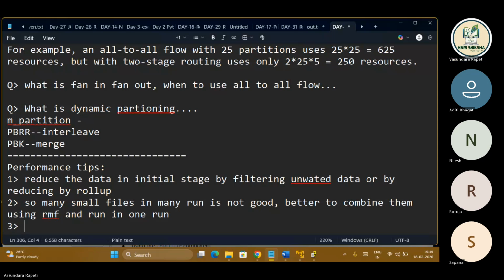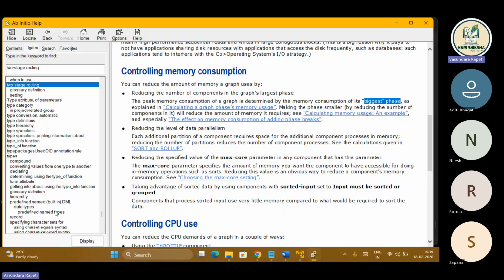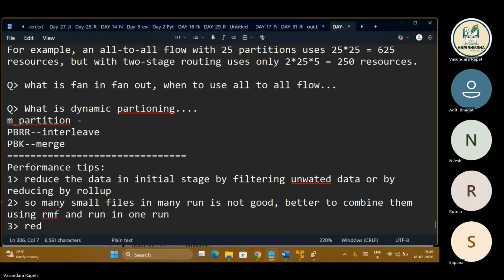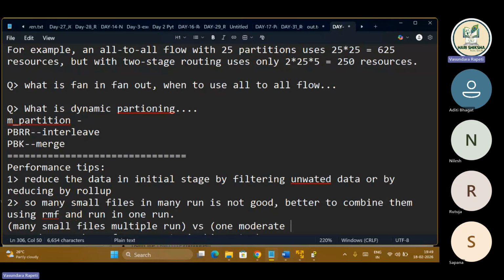Third, like the biggest phase, reduce the number of components in the biggest phase. What was this? Many small files, multiple runs versus one moderate file, single run. The second one is better.